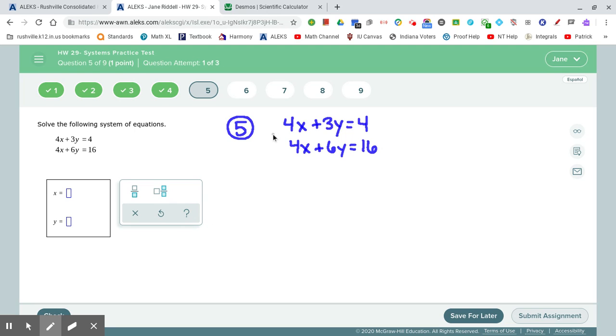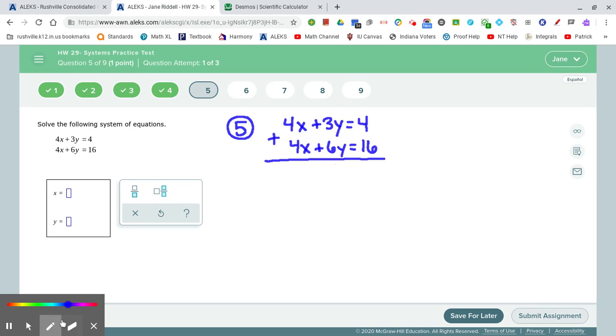All right, so if I go through and I try to add these two together, 4x plus 4x would give me 8x, 3y plus 6y would give me 9y. The process is called elimination for a reason. We're trying to eliminate either x or y. If we just add these together, they don't cancel out.